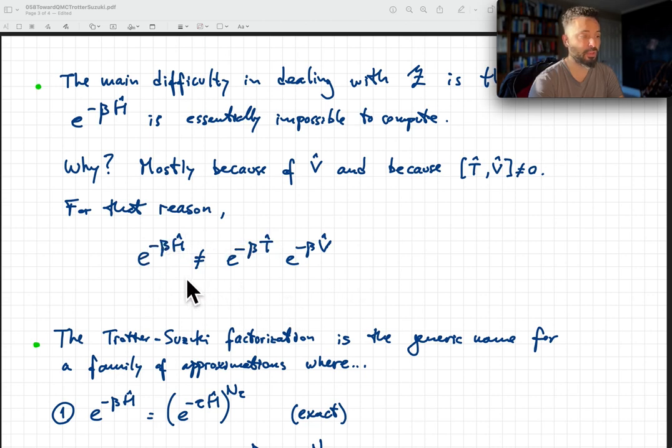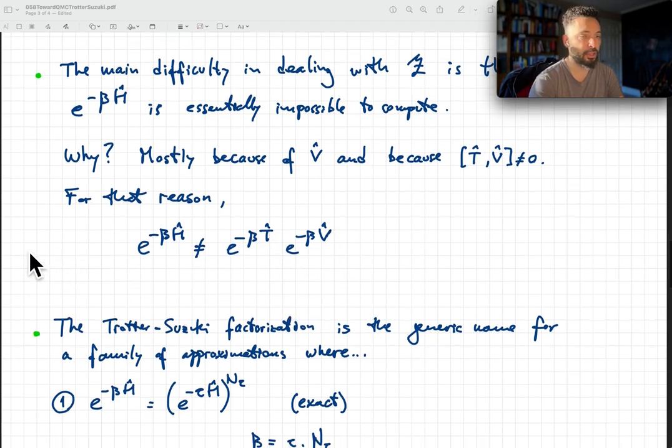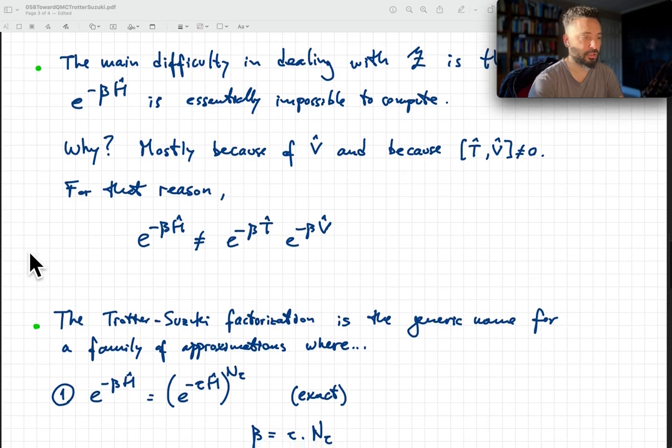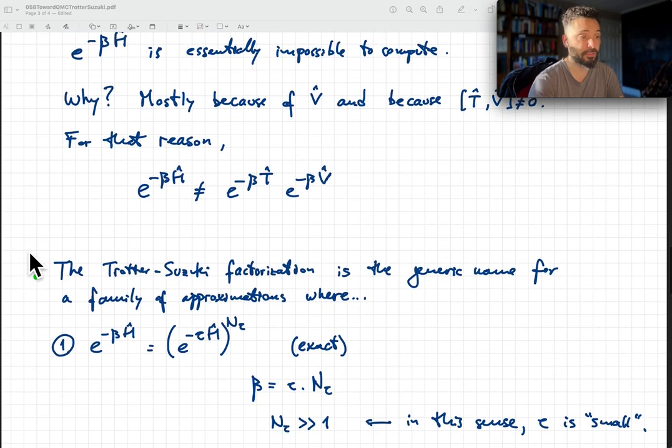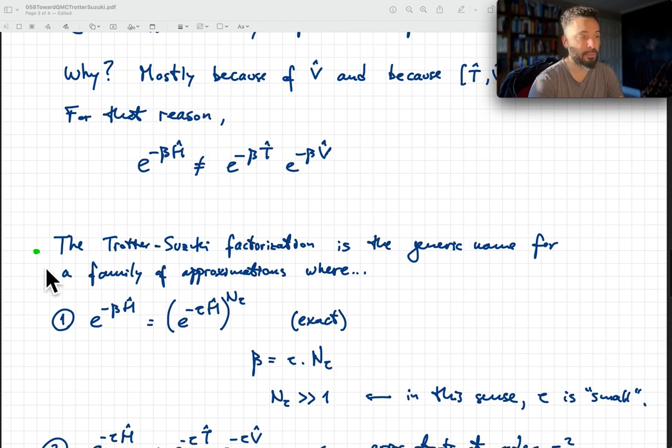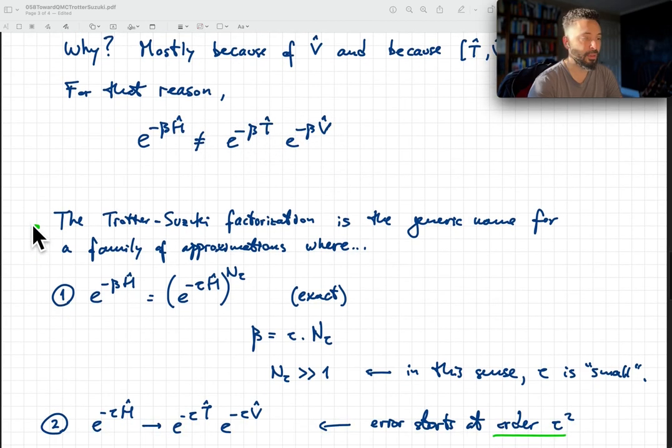But in general, that's not true. In general, e to the minus beta H is not equal to e to the minus beta T times e to the minus beta V. And so we have to do something else to really account for the quantum mechanical nature of the problem. The Trotter-Suzuki factorization is then a generic name for a family of approximations where we try to account for this difference between these two sides of this equation that is really not an equation, the fact that this is not equal to this. And here's then the first idea.